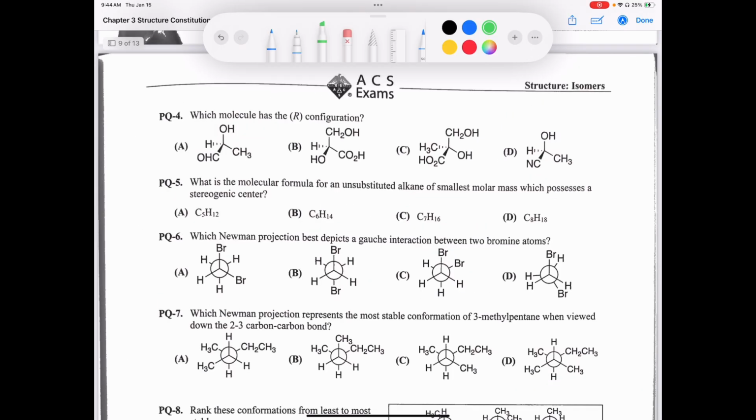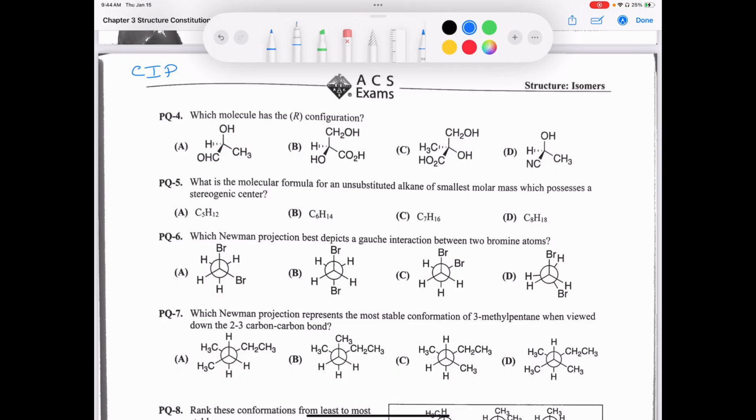So remember, when you're assigning a chiral center as R or S, that's called the Cahn-Ingold-Prelog rules, or we employ the Cahn-Ingold-Prelog rules to designate a stereocenter as R or S. All right, next question. Which molecule has an R configuration?